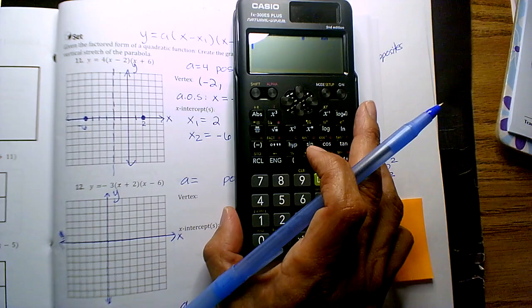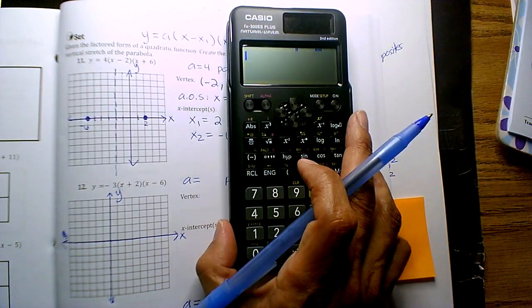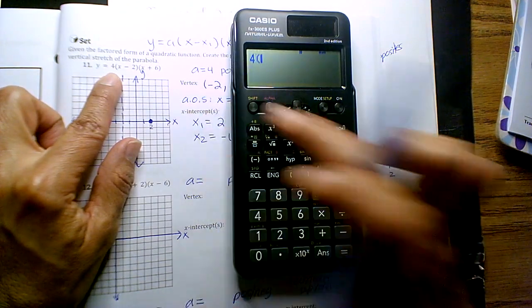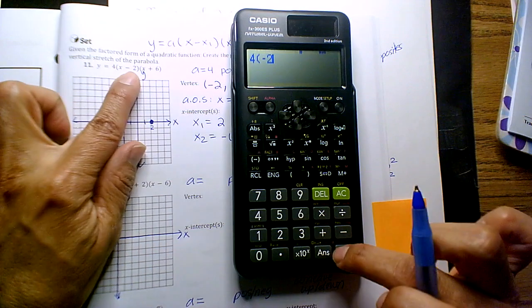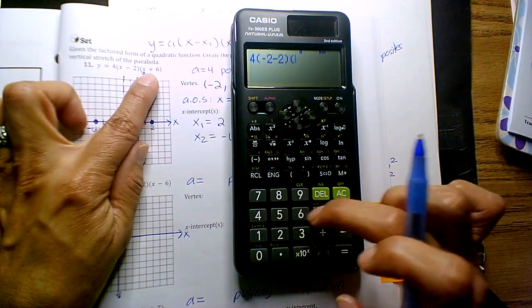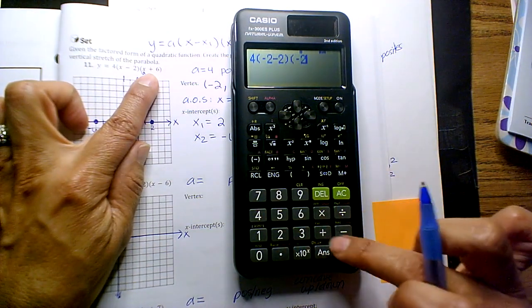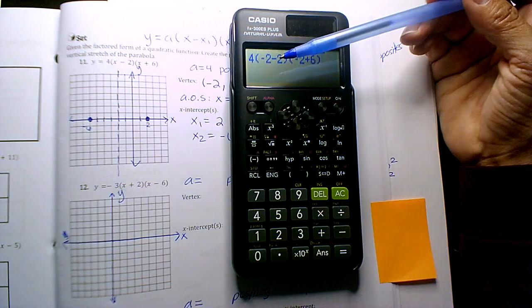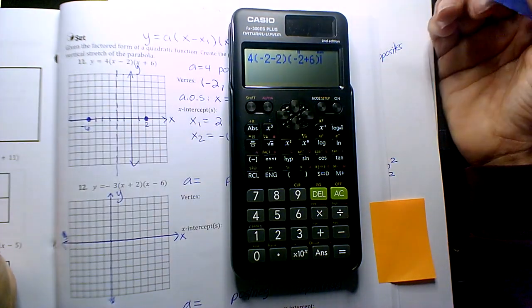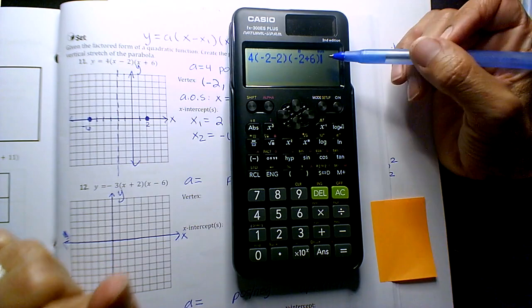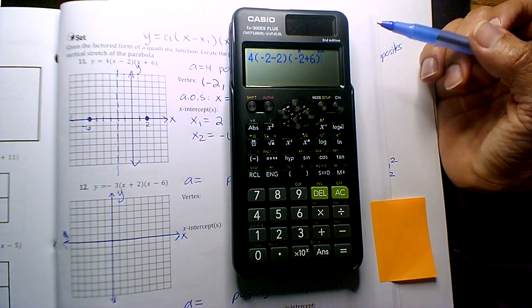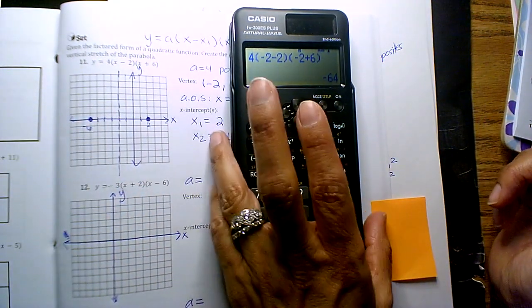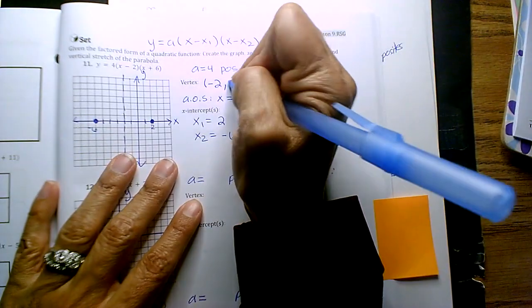You plug it in. I'm trying to get the calculator to show. Okay, so I get 4 times (-2 minus 2) times (-2 plus 6), right? Remember, when you are substituting, do not switch the signs, okay? Like you guys do for the intercept. Students are doing that. Some did it on the test. So, you hit equal, you get -64 like Joe said.